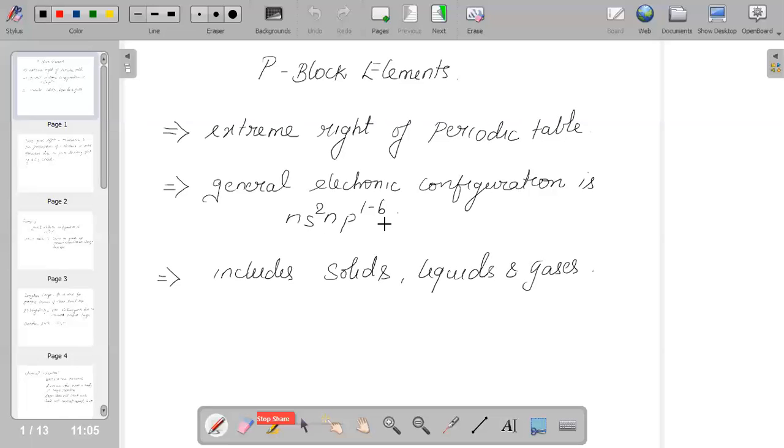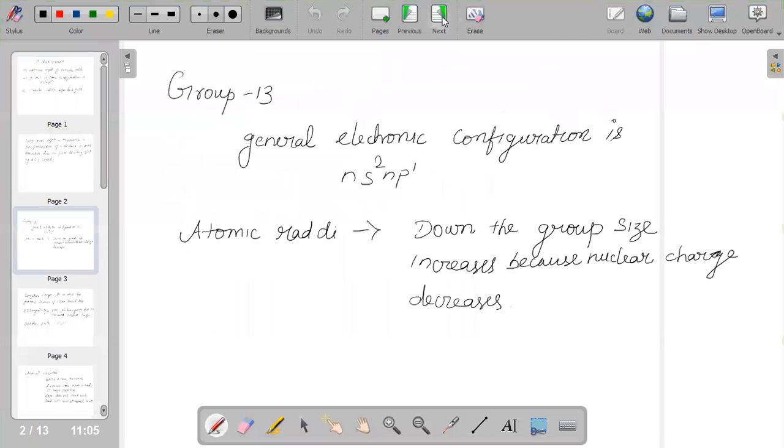Non-metallic character basically indicates the electrons... moving down the group, the lower oxidation state becomes more stable due to the inert pair effect.